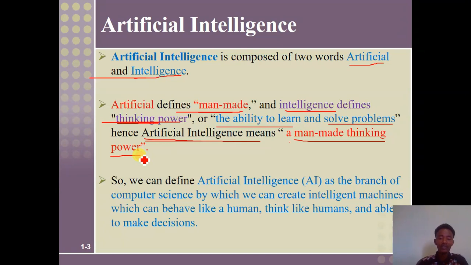So we can define artificial intelligence as a branch of computer science by which we can create an intelligent machine which can behave like a human being, which can think like a human, and is able to make decisions.